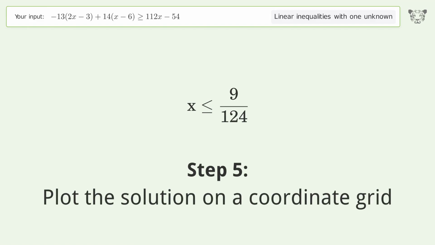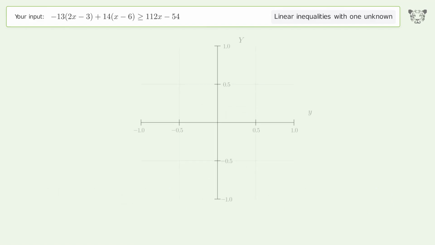Plot the solution on a coordinate grid. And so the final result is x equal or smaller than 9 over 124.